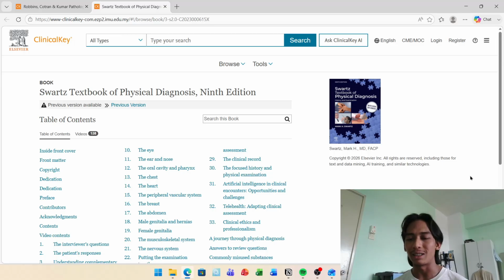Although it requires practice alongside reading, it is a very valuable resource that helps build confidence in patient examination skills, which is essential for any healthcare professional.